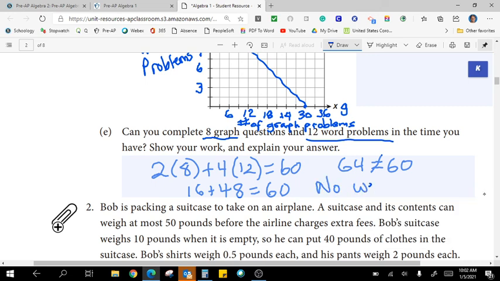So, therefore, no, we cannot complete 8 graph and 12 word problems. Okay, and that's number one. That's how you do number one. Okay, that's all of that. Now you can take that same knowledge to number two and complete number two.